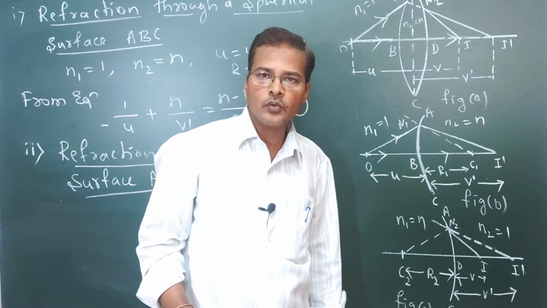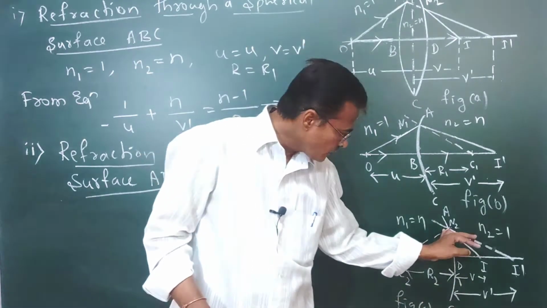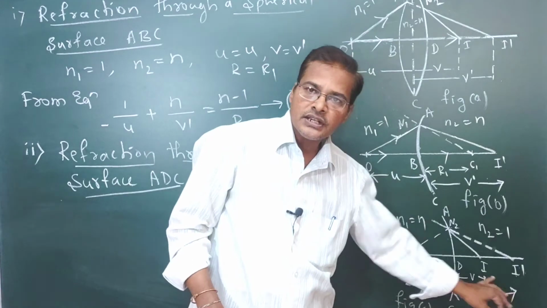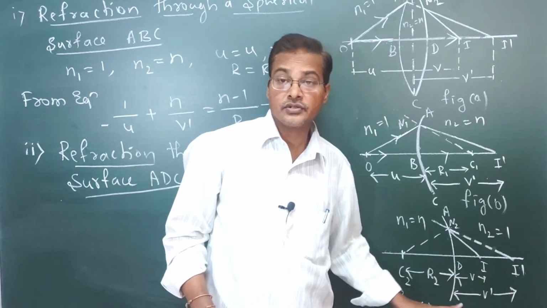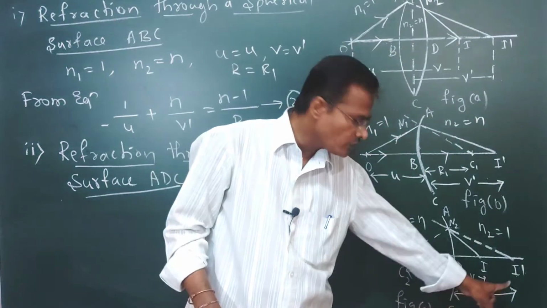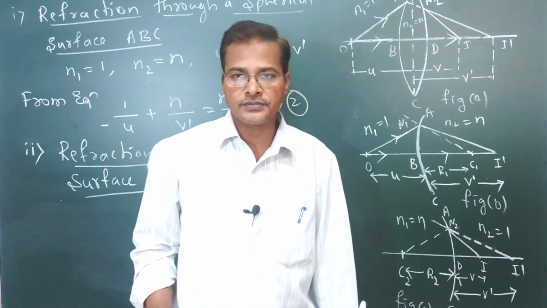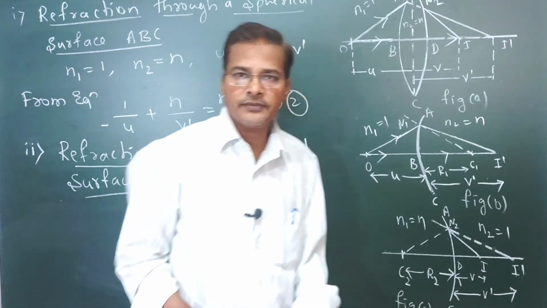N2 equal to 1. So now this is the image distance V dash, and this is the virtual object. This one is for the virtual object. V dash is the virtual object. Okay, so that will be the V.